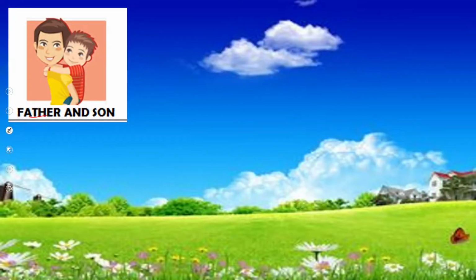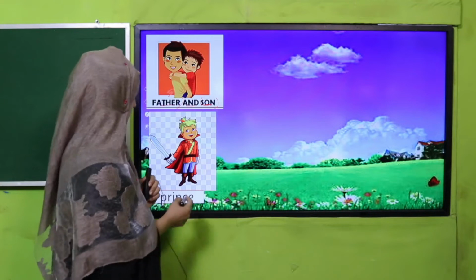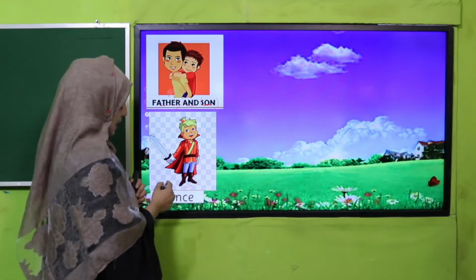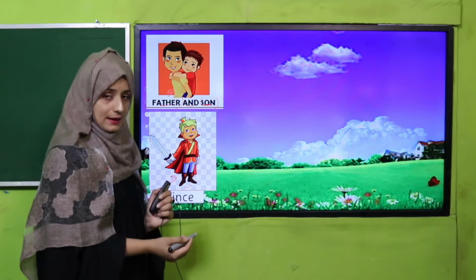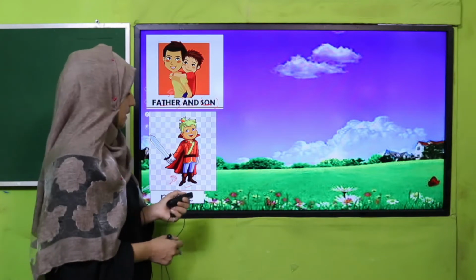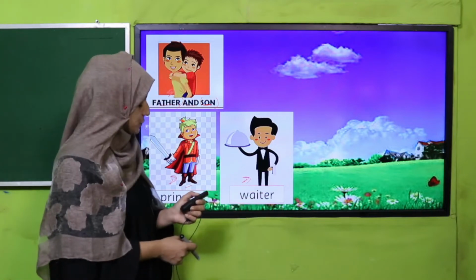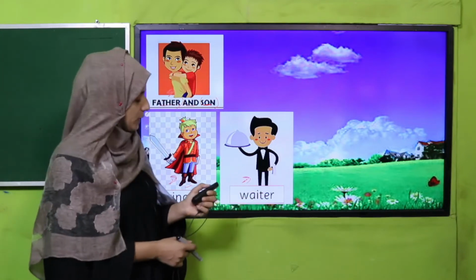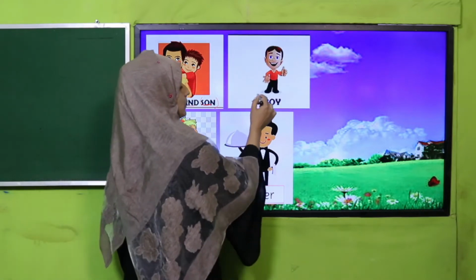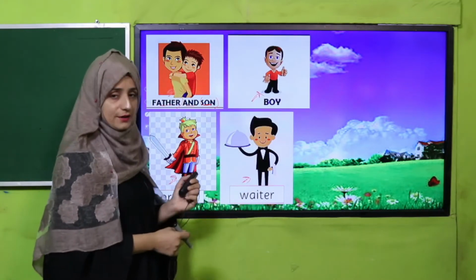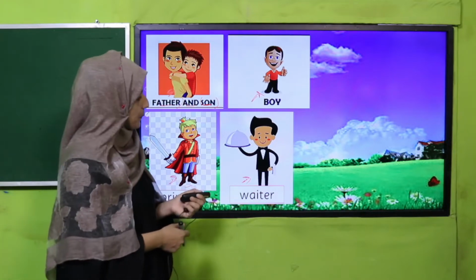Father and son are also masculine gender. Father is a male, son is also a male, and this category belongs to persons. Next is prince. Prince is also a male and is categorized into persons. Waiter is also a masculine gender. You should also read with me. Boy is also masculine gender and it relates to males.